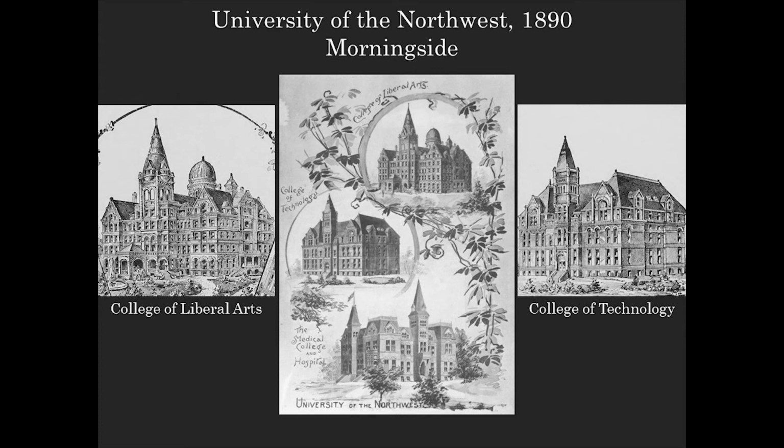The University of the Northwest started in 1890. They also initiated a couple of building projects that year. Of course, you probably haven't heard of the University of the Northwest because it went kaput in 1893 and was reorganized as Morningside College in 1894. The central illustration features a couple of their speculated buildings, and I've blown those up on either side of the screen so you can see the College of Liberal Arts on the left and the College of Technology on the right. Both of these buildings designed in the Richardsonian Romanesque style.